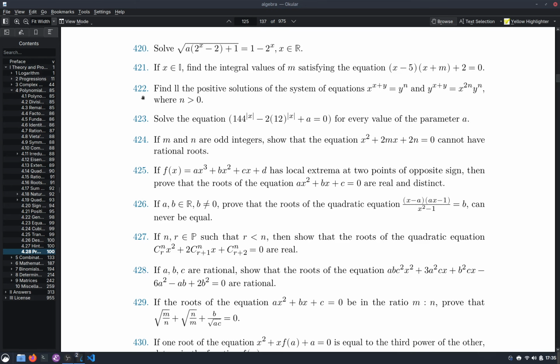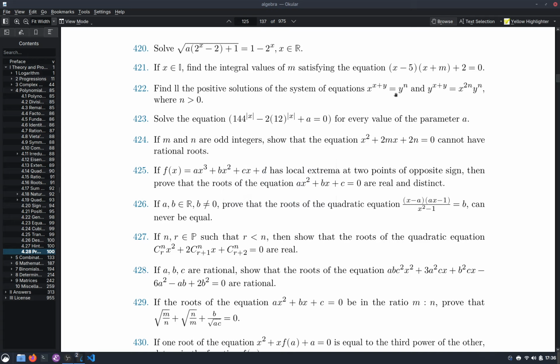Question 422 says that find all the positive solutions. A is missing here. All the positive solutions of the system of equations x to the power x plus y is equal to y to the power n, and y to the power x plus y is equal to x to the power 2n into y to the power n, where n is greater than 0.